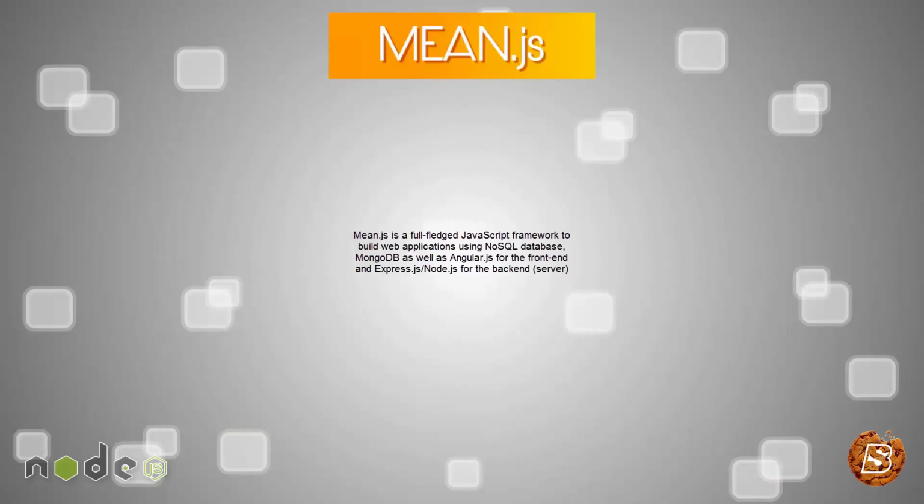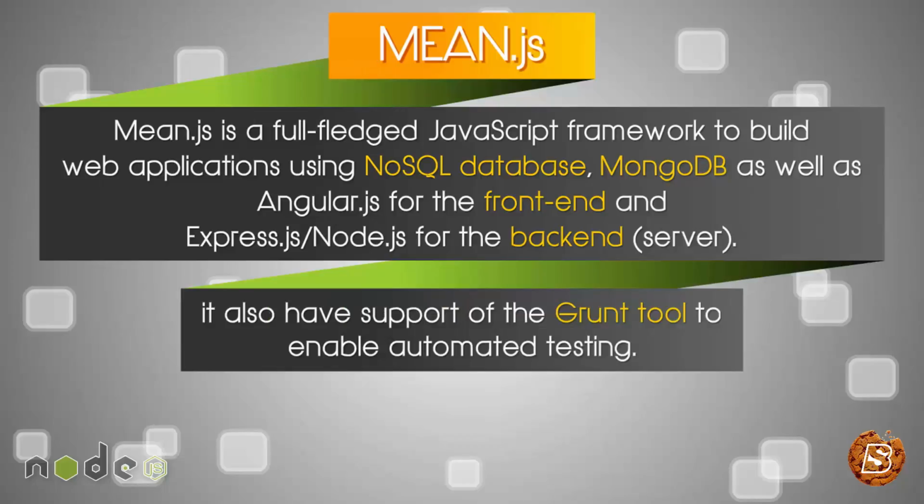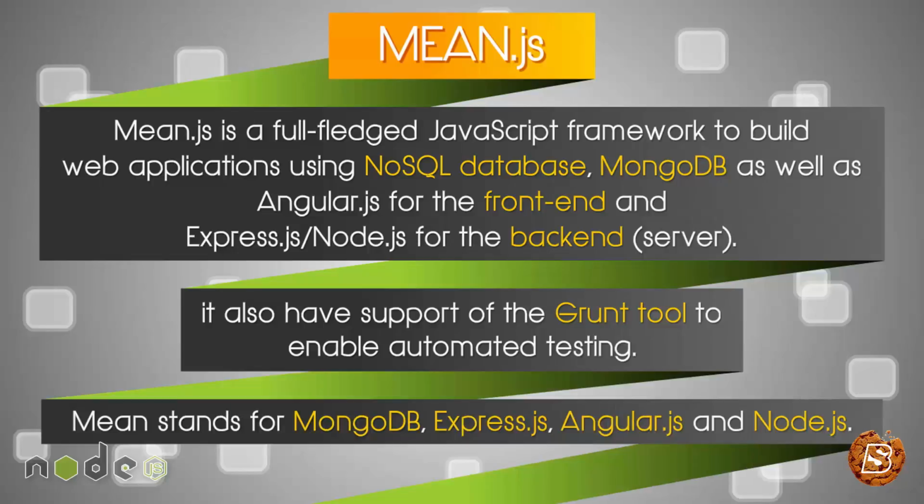Next we have MEAN. Now MEAN.js is a full-fledged JavaScript framework to build web applications using NoSQL databases like MongoDB, as well as AngularJS for the front end. And then we have Express.js on Node.js for the backend server. We also have support of the Grunt tool, which enables automated testing. MEAN actually is an acronym for MongoDB, Express.js, Angular, and Node.js.